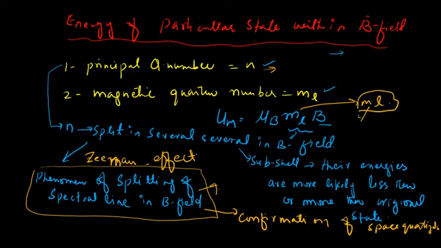Space quantization tells us about the possible orientations of orbital angular momentum L in space. So the phenomenon of the splitting of a spectral line into several lines, where every line has its own specific orientation in the magnetic field, is why the Zeeman effect is called the confirmation of space quantization.